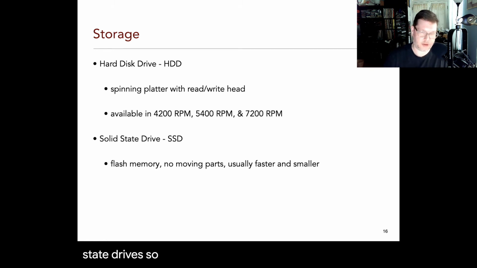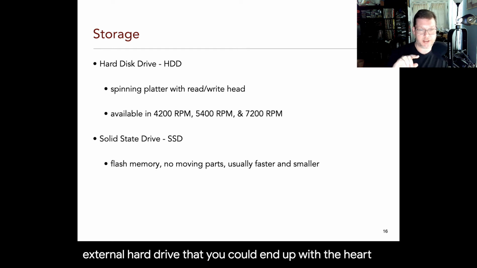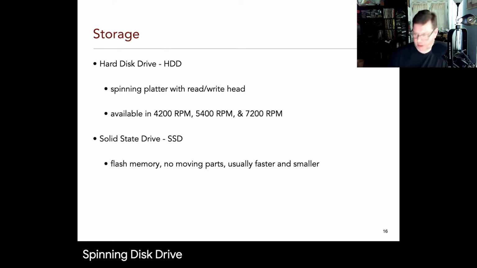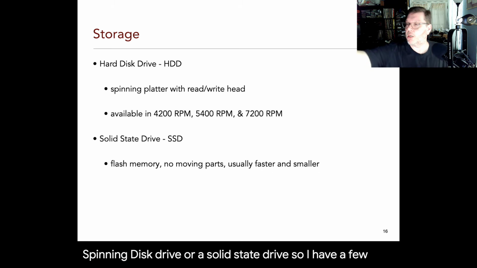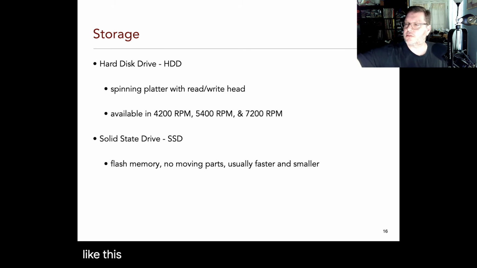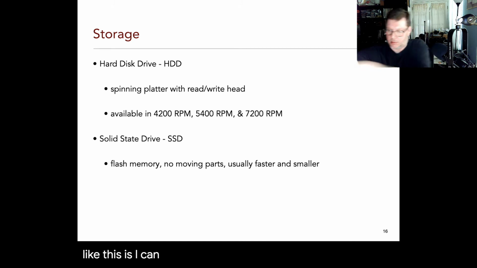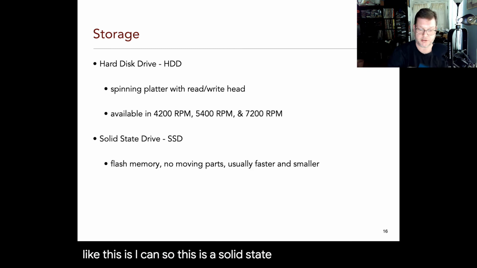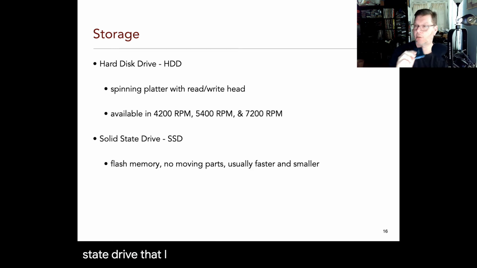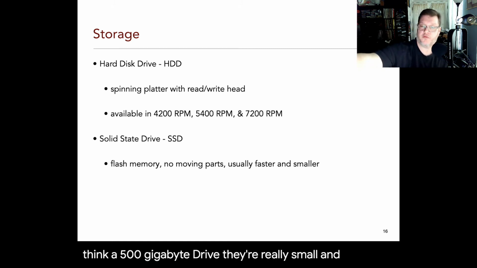So just be aware, if you buy a hard drive, like an external hard drive, that you could end up with a HDD, a spinning disk drive, or a solid state drive. So I have a few here. Here we go. So this is a solid state drive that I use to keep my schoolwork on. And this is, I think, a 500 gigabyte drive. They're really small and super fast.